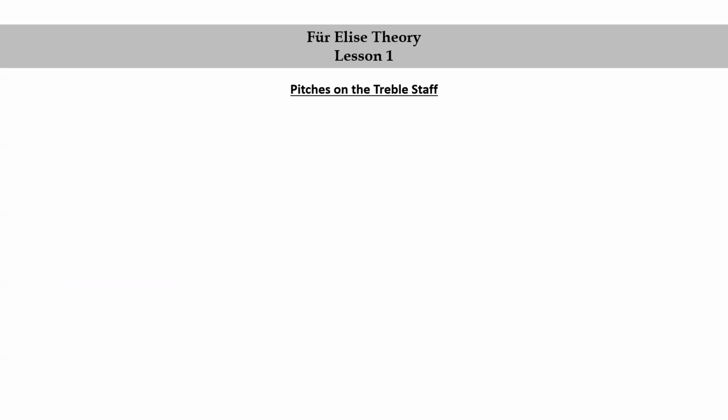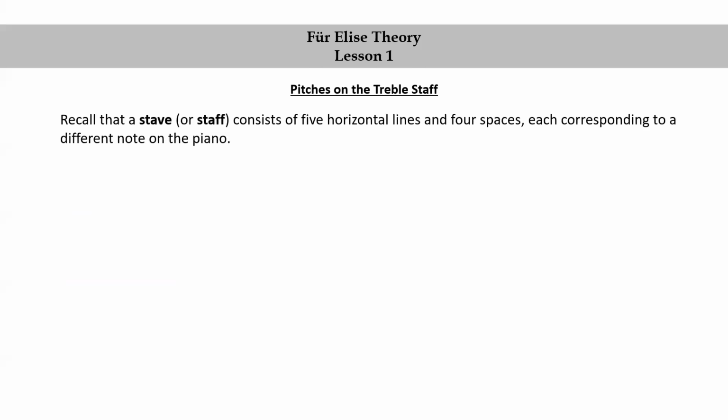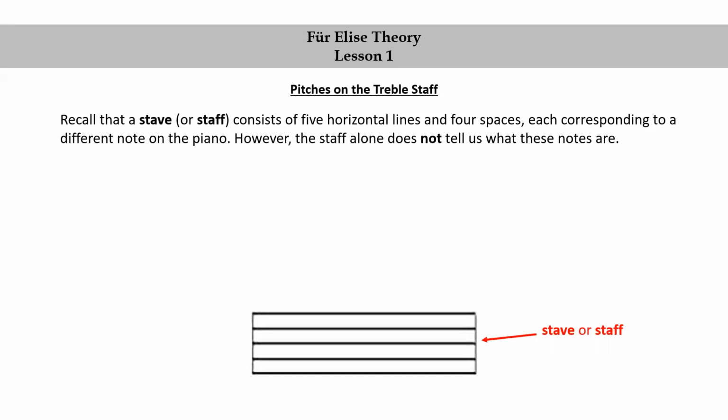Pitches on the treble staff. Recall that a stave or staff consists of 5 horizontal lines and 4 spaces, each corresponding to a different note on the piano. However, the staff alone does not tell us what these notes are.